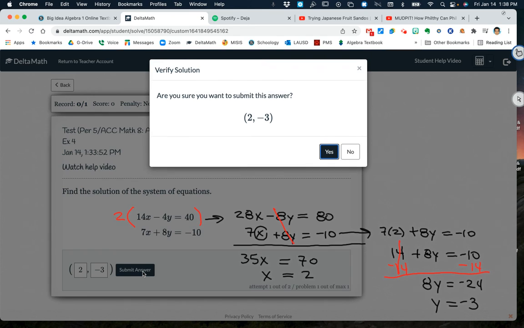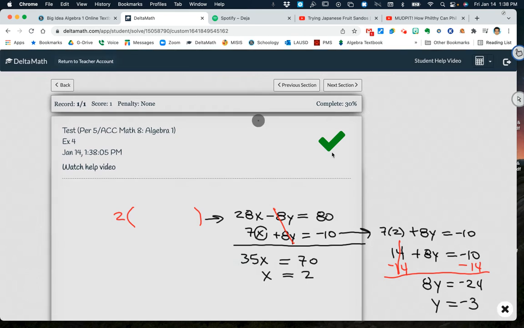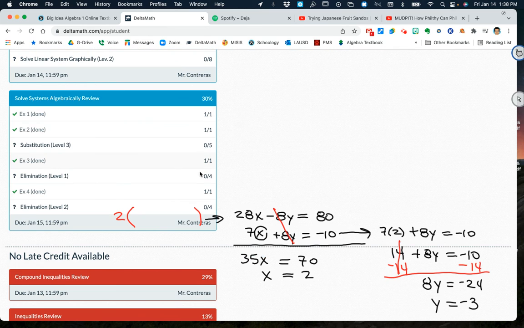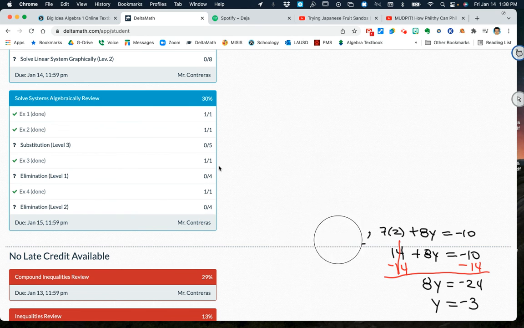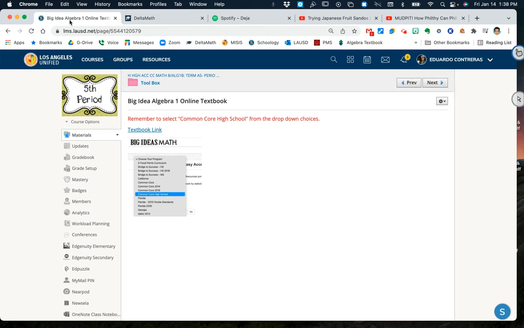Let's try it out. So we're saying it's going to cross at 2 comma negative 3, and it would. All right, so you'll have 4 of those to do. So that'll be the assignment. Make sure you're caught up with all the assignments for this week by tomorrow.